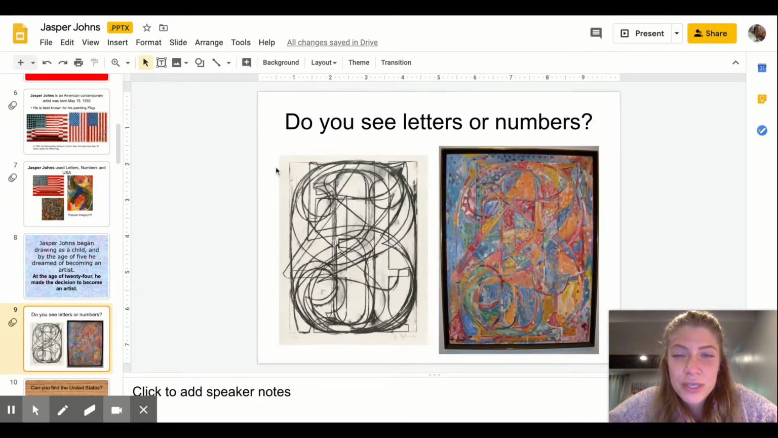So you might be looking at it at first and thinking, okay, there's just a whole bunch of scribbly lines. But if you look closer, what do you see? If you said that you see numbers, you're right. So this was his draft, and then this was his painting. All of these numbers piled on top of each other. That is such an interesting thing that he did.